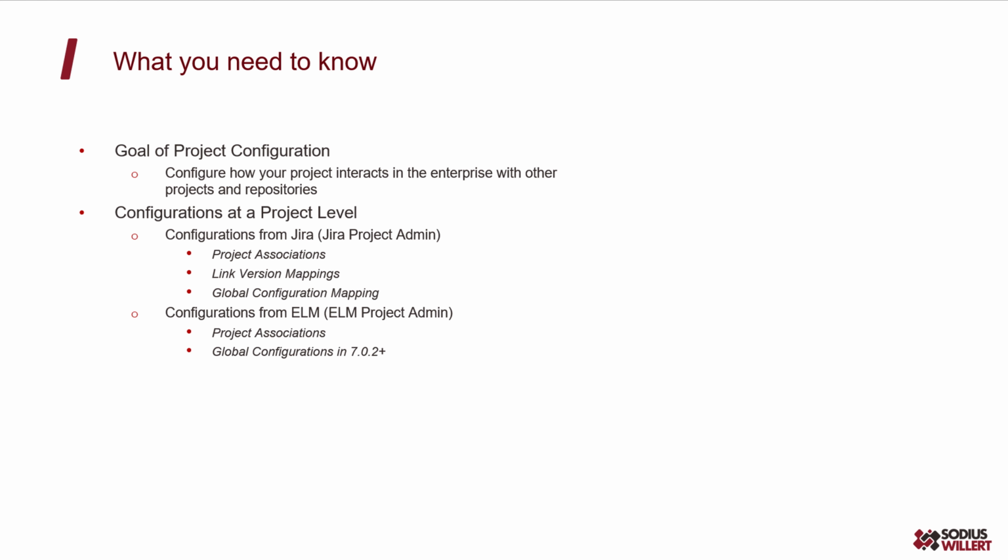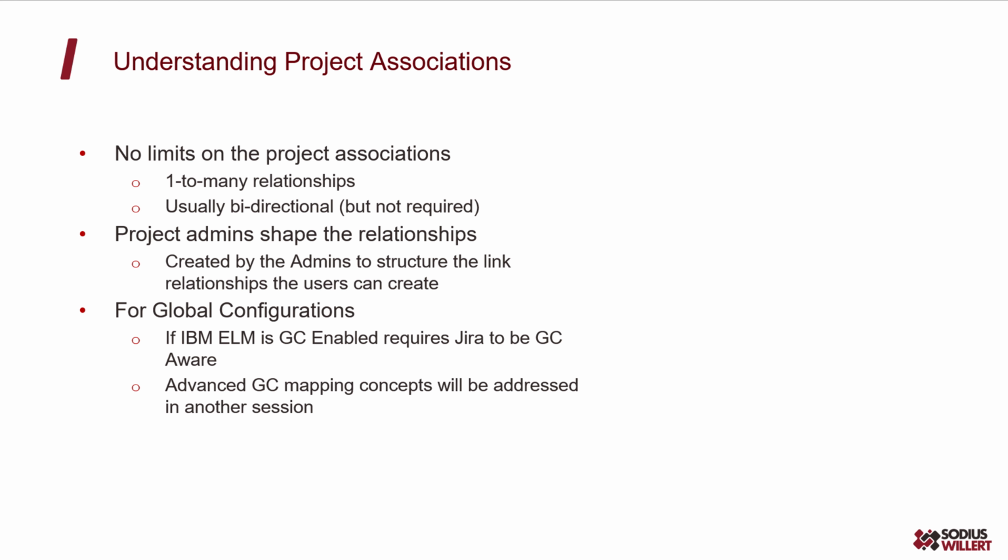And so we'll take a look at some configurations on the Jira side, what we do with project associations, how we do some of the link version mappings and global configuration mappings for those of you that are using global configurations. And then we'll do the corresponding side on the EWM side and show you how the Jira integration is just the same as all your Doors Next and EWM configurations that you have already, and give you a few hints in terms of how it operates with GC.